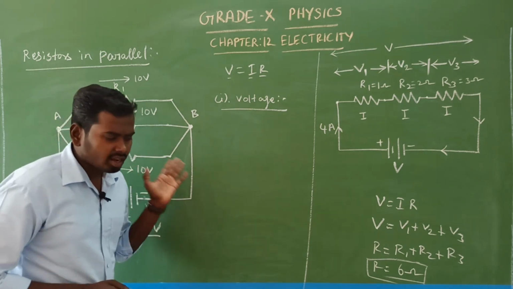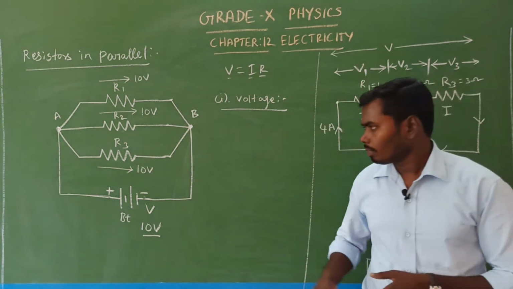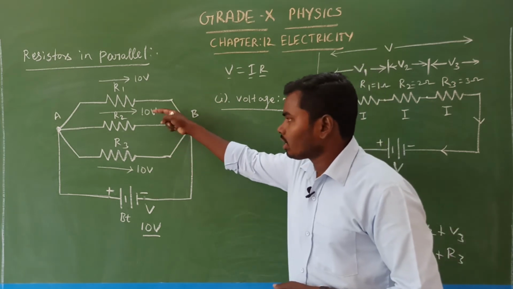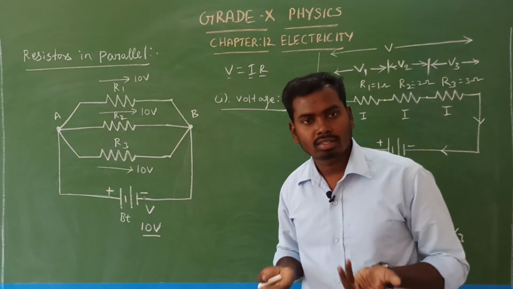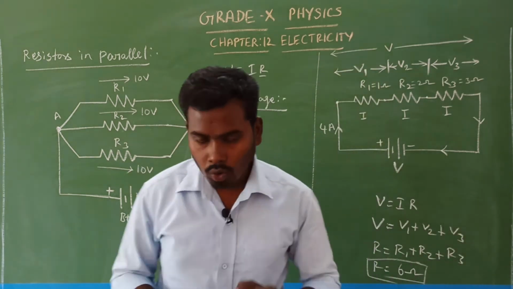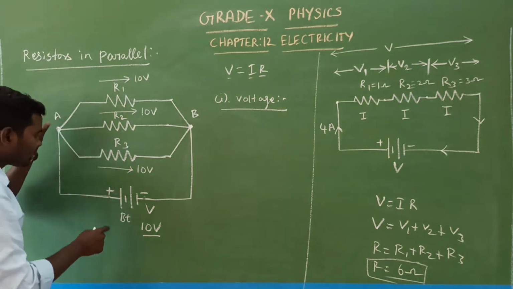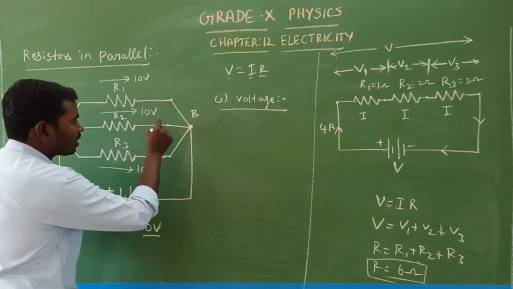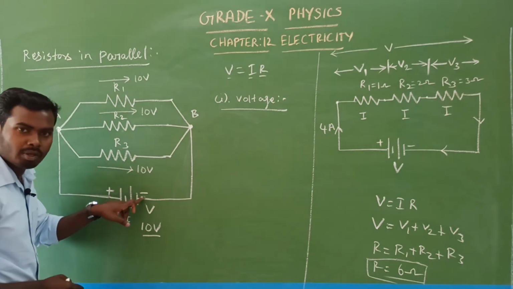Next question rising here. Sir, why is voltage same? Why in parallel combination does voltage remain same across all the resistors? That is a very big question. Okay, look at here. Why? Because one end of all the resistors is directly connected to the positive terminal of the battery, whereas the other end of all the resistors is directly connected to the negative terminal of the battery.